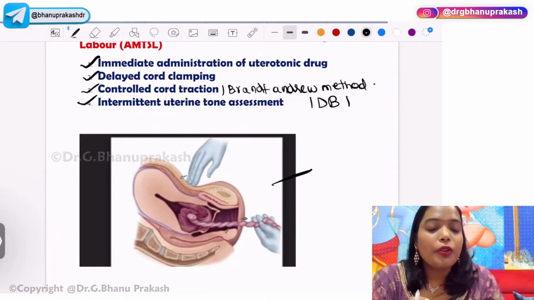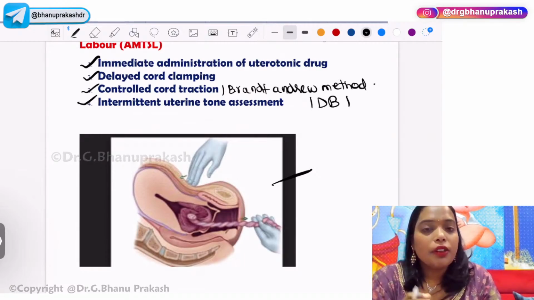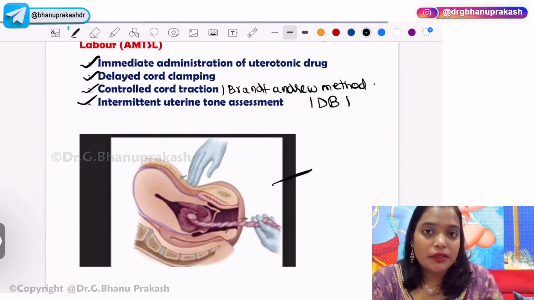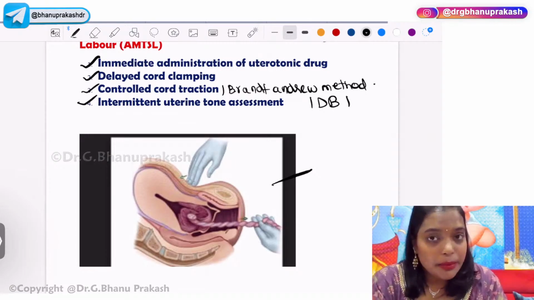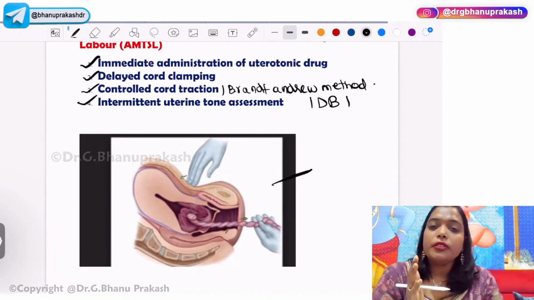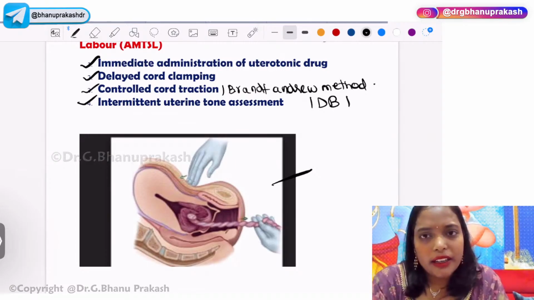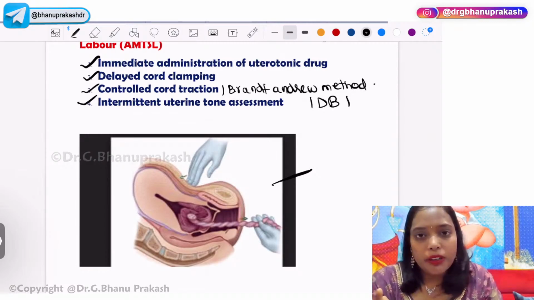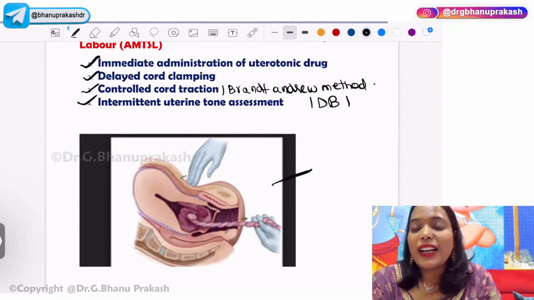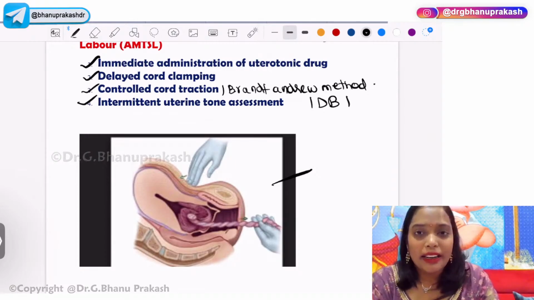Delayed cord clamping, you have to wait for the cord pulsation to stop, and then you clamp the cord. That is called delayed cord clamping. Early cord clamping is done in RH negative, when there is a fetal distress, when mother is hemodynamically unstable, when cord circulation is not intact. IUGR with abnormal Doppler. Cord circulation not intact is vasa previa, placenta previa, abruption. All these are cord circulation not being intact. Okay.